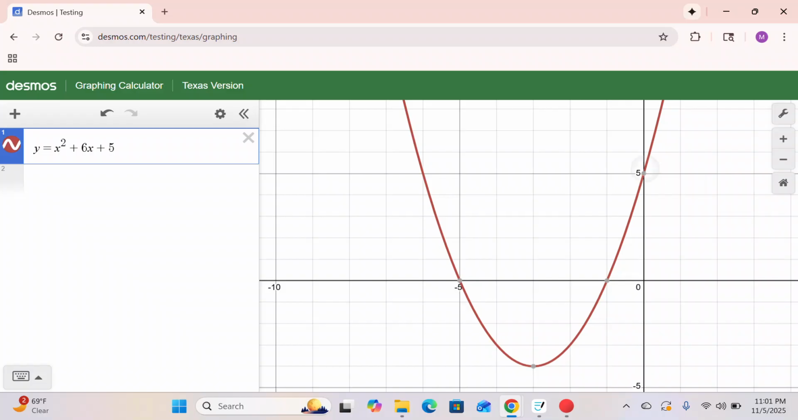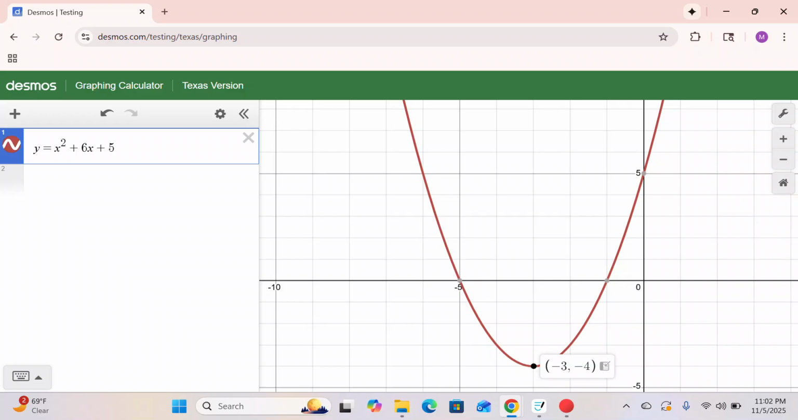I have my x-intercepts as being -1, 0 and -5, 0. Then I have my vertex at the very bottom, which is -3, -4. Now, I also want to find my axis of symmetry, and I'm going to teach you an easy way how to find the axis of symmetry. And that is the line that cuts the U-shape in half. That is your axis of symmetry.